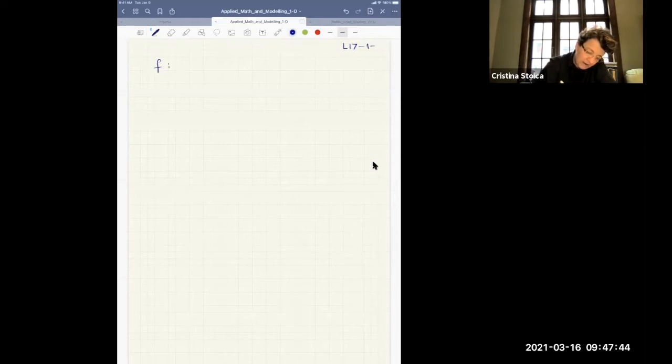If we have a function defined on, let's say, a product of two open sets. This is in R and this is in Rn. Okay, so this function is class C1, meaning it is continuous and differentiable, with the derivative continuous.